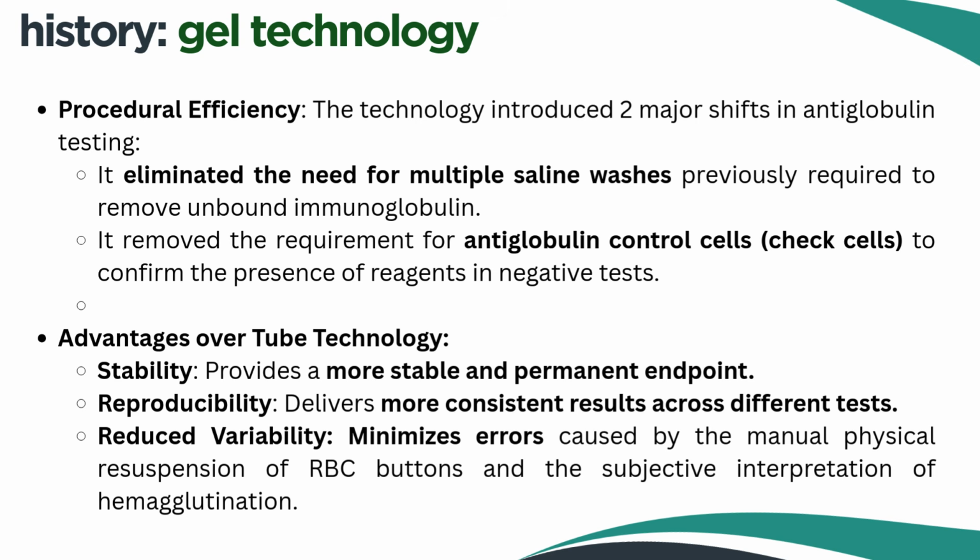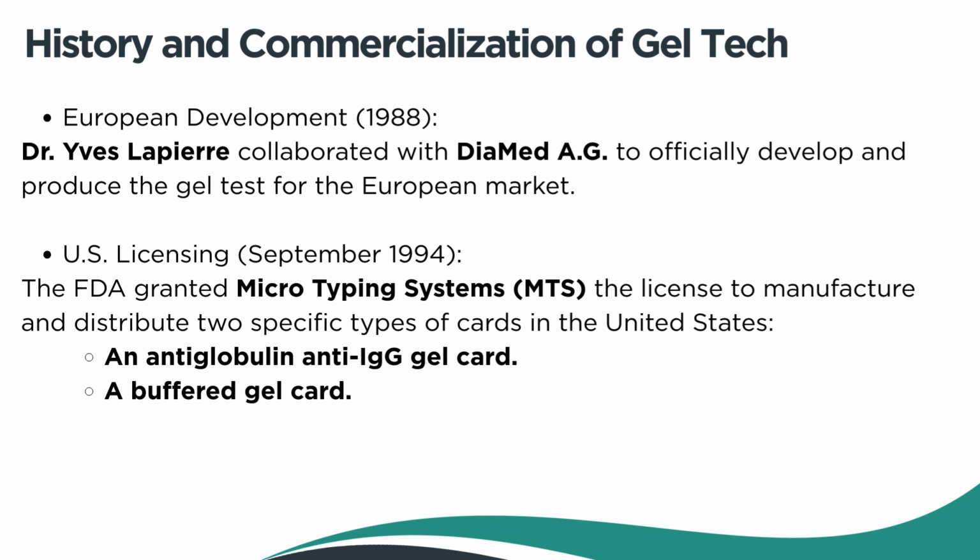Lastly, the reduced variability is a key benefit. By minimizing errors linked to the manual resuspension of red blood cell buttons and the subjective interpretation of hemagglutination, it ensures that the process is both accurate and efficient. So, these advancements have really revolutionized laboratory practices, making gel technology an integral part of modern blood testing or blood banking.